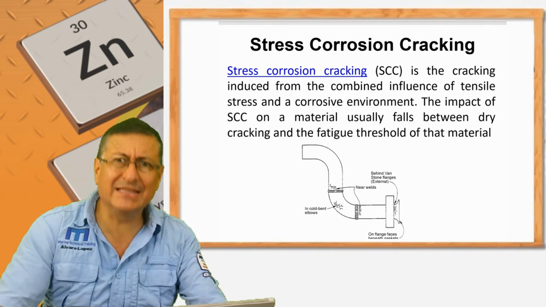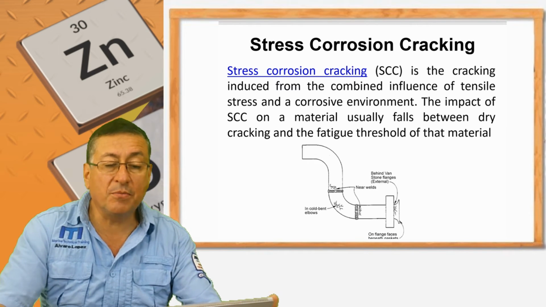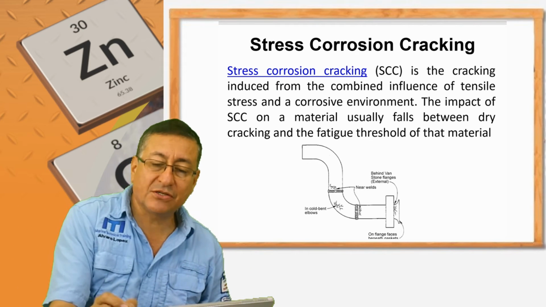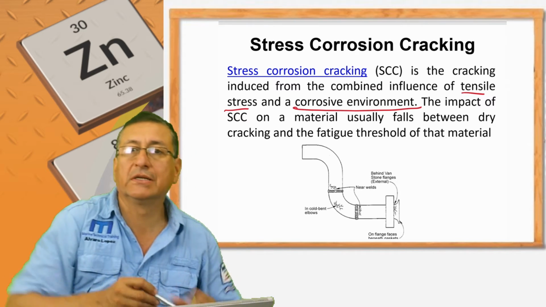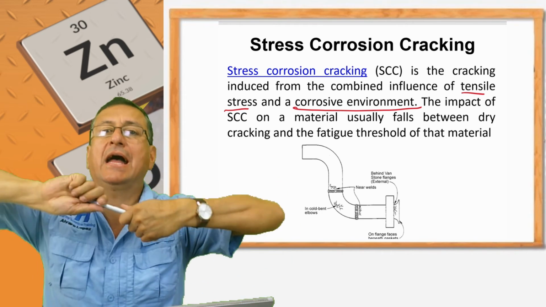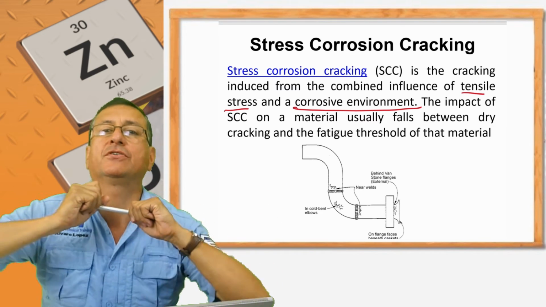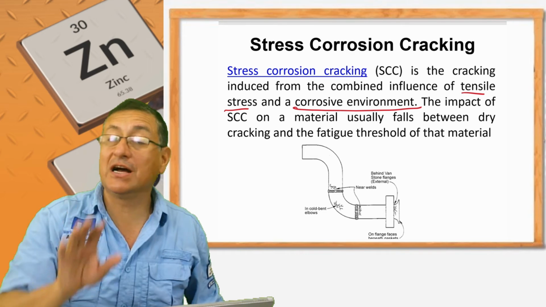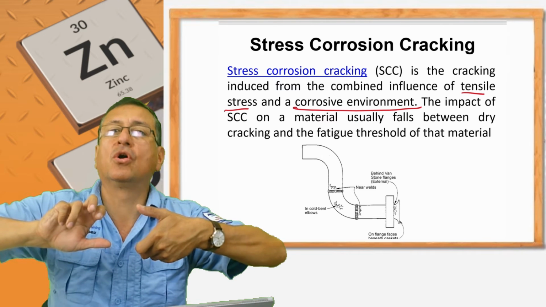Stress in the metal, yes, my friends. Stress corrosion cracking is the cracking induced from the combination of tensile stress and corrosive environment. There are tensile, compression, and torsion. Once again, tensile, you tense; compression, you compress; or torsion, you torque. Ready? Those are three types of stress: tensile, compression, and shear or torque.